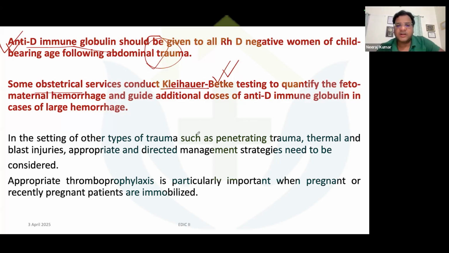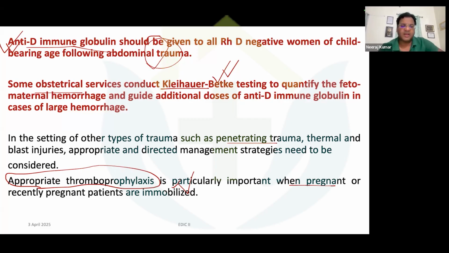And in the setting of other types of trauma like penetrating trauma, thermal trauma, and blast injuries, appropriately directed management strategies have to be prepared. Now, coming to another point, appropriate thromboprophylaxis, which the literature says is particularly important if the patient is pregnant, because we know that pregnant patients are relatively immobilized. That's why the risk for VTE will be more.